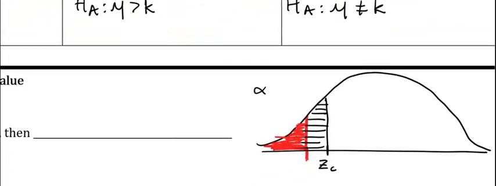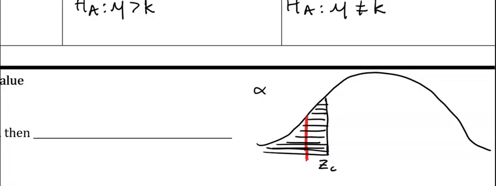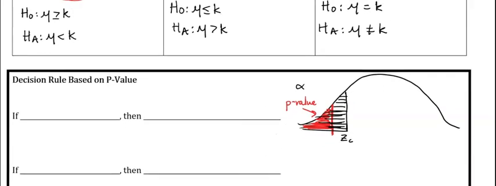So remember, what's shaded in black is alpha, the level of significance. All of this in black, that's alpha. And then all of this in red is the p-value. That red area is the p-value. Well, if that p-value, that red area, is less than alpha, which it is in this picture because there is less red shading than there is black shading, then the test statistic is in the rejection region.